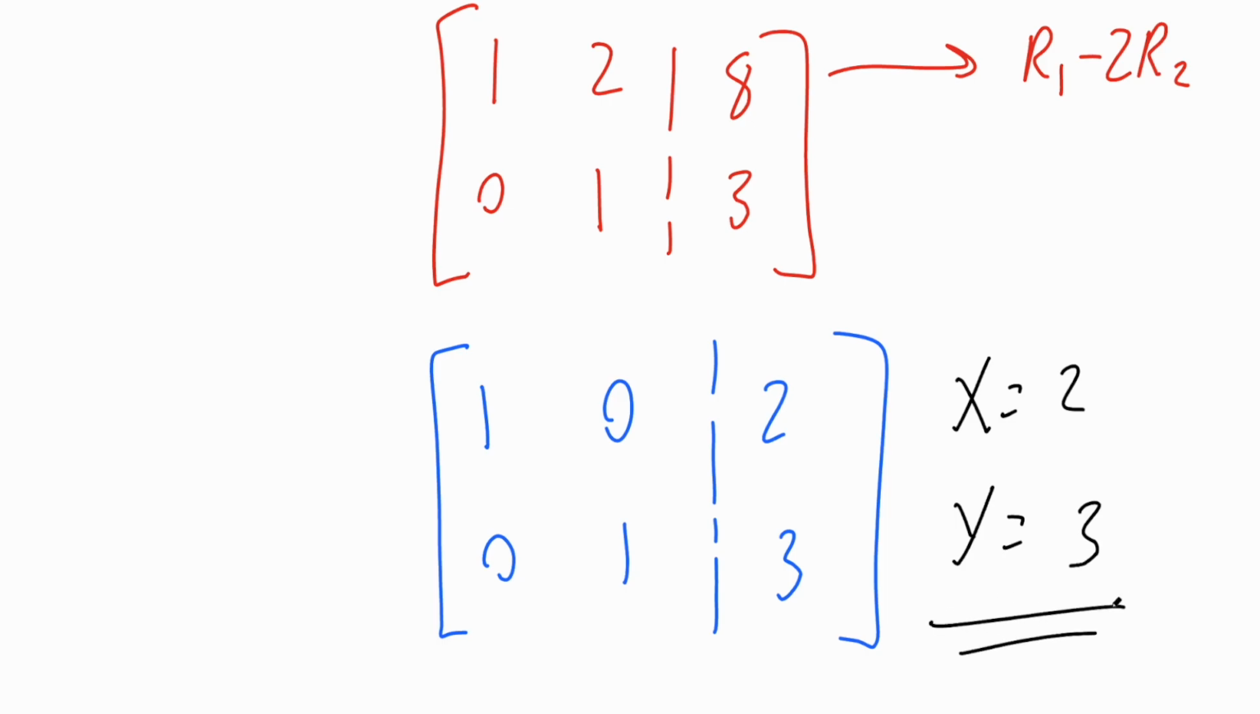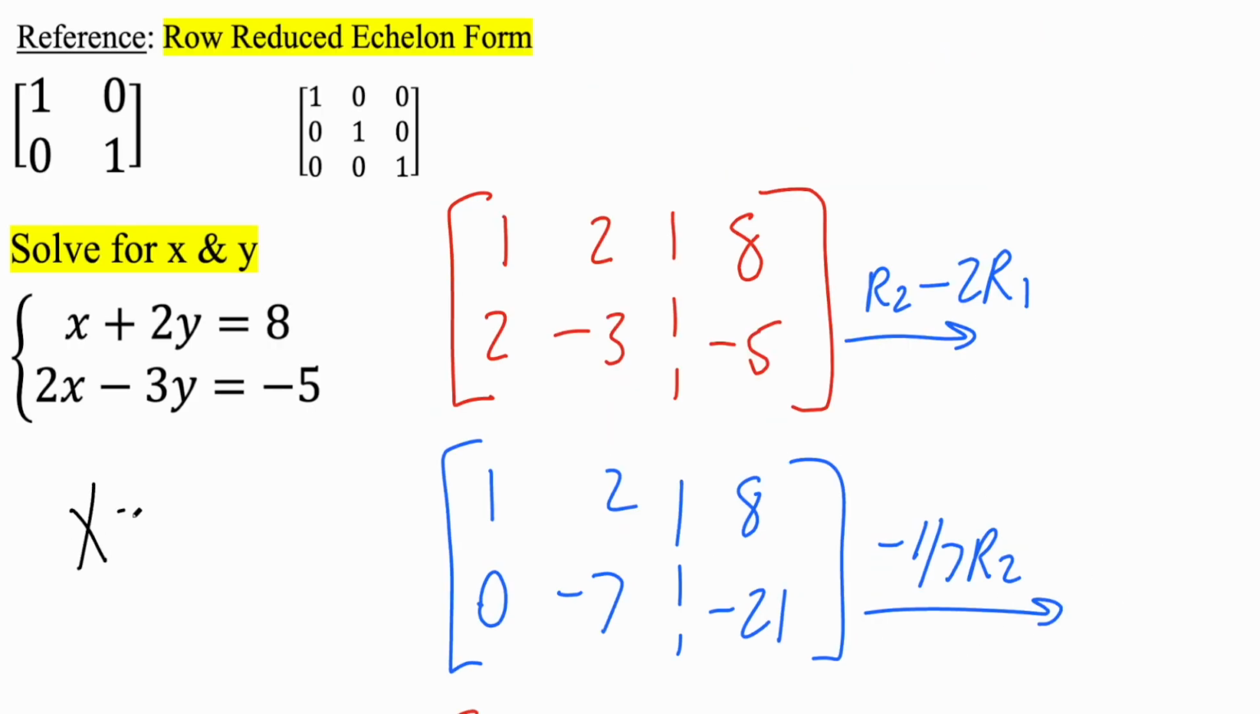Well, we can always check. We said that x is equal to 2 and y is equal to 3. So 2 plus 2 times 3 is 6. 2 plus 6 is 8. That's correct. Then the next one, 2 times 2 is 4. Negative 3 times 3 is negative 9. 4 minus 9 is negative 5. That's correct. And that's pretty much it for this video.